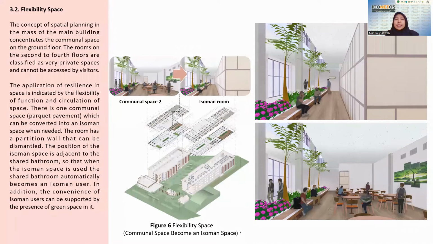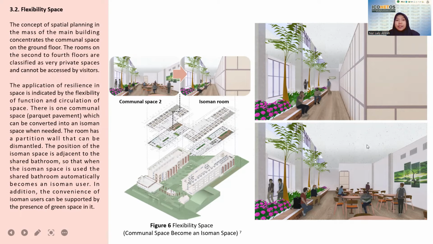The second point is flexibility in space. The flexibility of space is applied in the main building, which has a communal space with parquet pavement, which can be converted into an isoman space when it is needed. The room has a partition wall that can be dismantled.